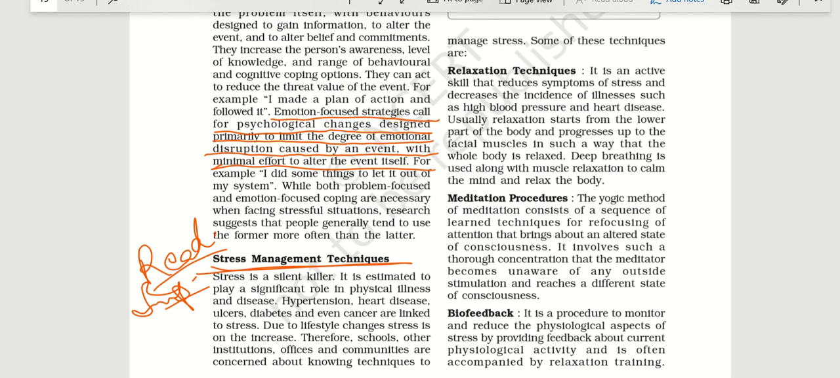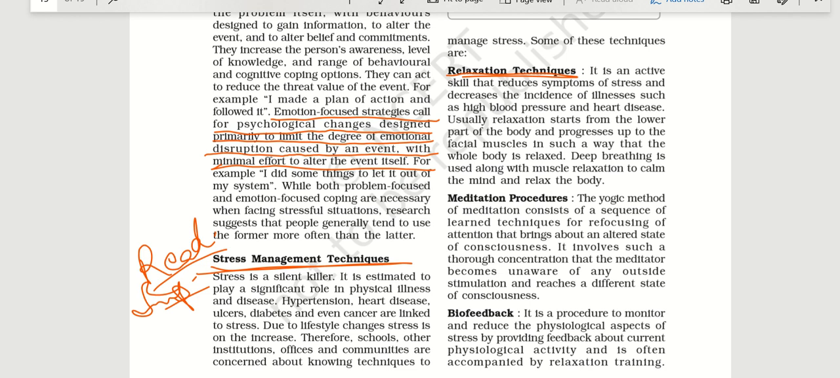First we have the relaxation technique, like deep breathing, or something which is soothing to you. It is an active skill that reduces symptoms and decreases the incidence of illness such as high blood pressure. So deep breathing can be a part of this relaxation technique. Then we have a lot of relaxation techniques.